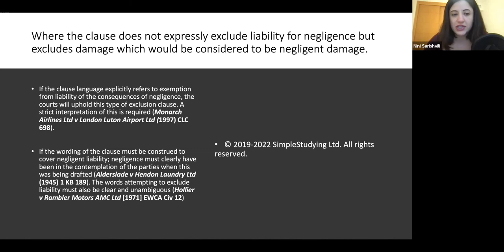A strict interpretation of this case was established in the case of Monarch Airlines. If the wording of the clause must be construed to cover negligent liability, negligence must clearly have been in the contemplation of the parties when this was being drafted. The words attempting to exclude liability must also be clear and unambiguous. Therefore, it is possible to exclude liability for negligence, but there are very strict rules about it.